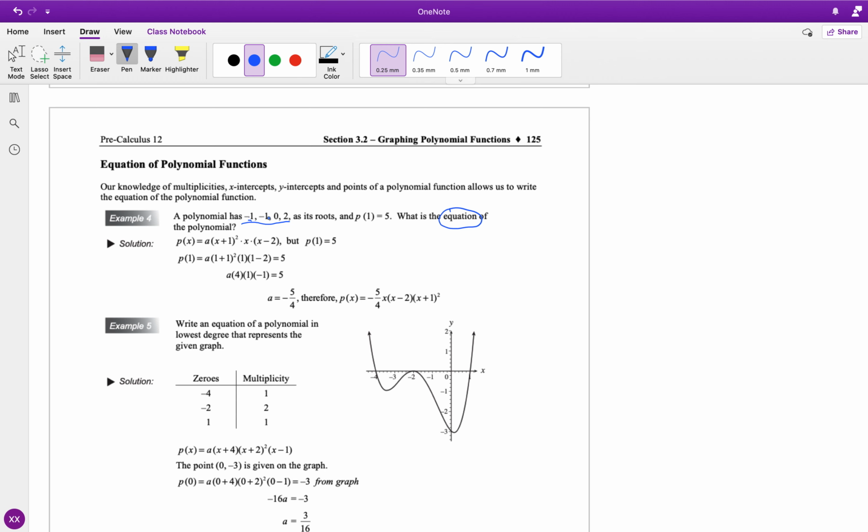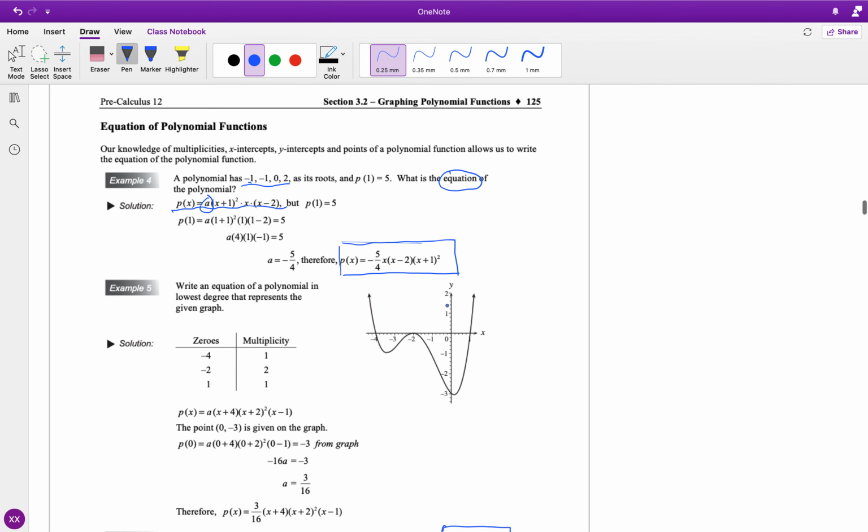Of course, from this information, we can write it out. This equation should look like that. The only thing is that we do not know the a. So in this case, we can use the condition given: when x equals 1, P(x) equals 5. So that means this all equals 5. From here, you can calculate a, which is negative 5 over 4. So then the equation is like that. This is rather very straightforward, okay?